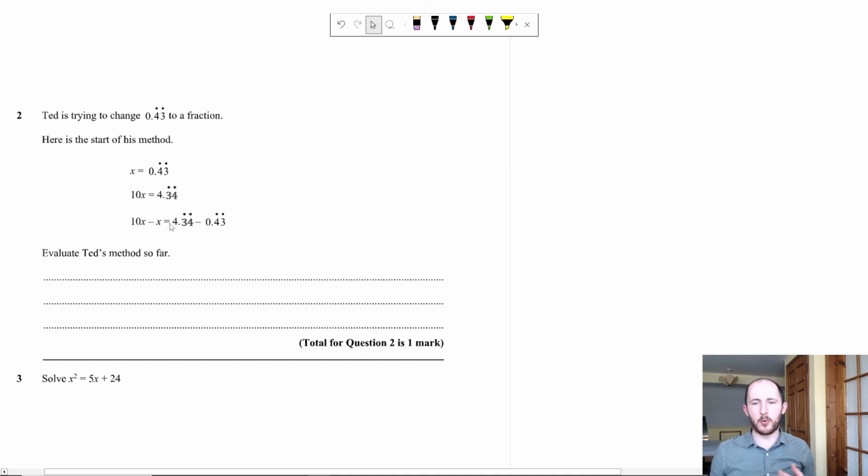Well, the whole point of doing this x and then 10x or 100x is that we can subtract it and we get rid of the recurring decimal, right? So ideally we want to have another number where the recurring decimal is still 4,3 recurring, because then they'll cancel perfectly. If you look at his method, we have 3, 4 recurring and 4, 3 recurring, which means the recurring decimal will not cancel out. So the recurring decimal will not cancel.